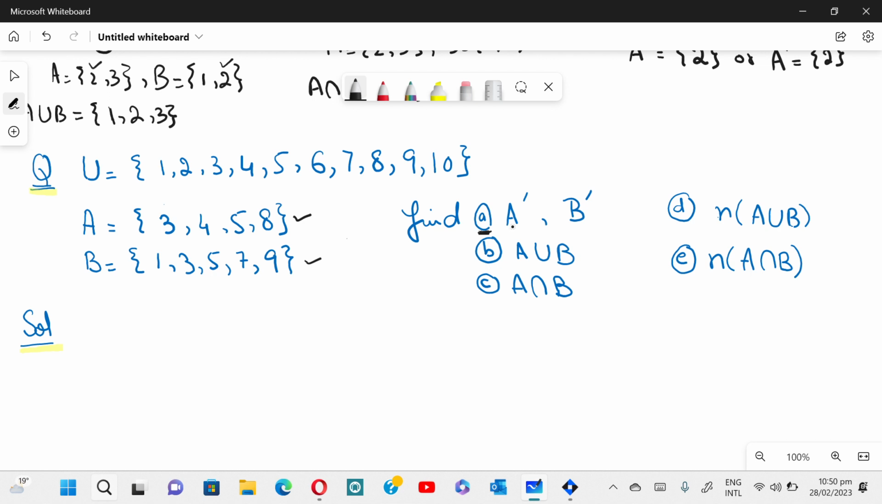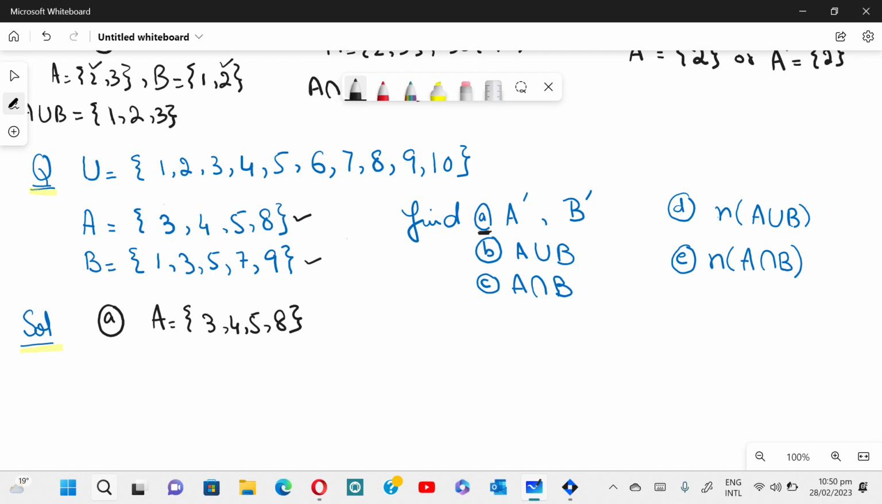Now if I remember, according to the definition of complement, all the elements that are not in set A are the complement of A. So in order to solve my part A, first of all, I'm going to write my A set. My A set is actually 3, 4, 5 and 8.